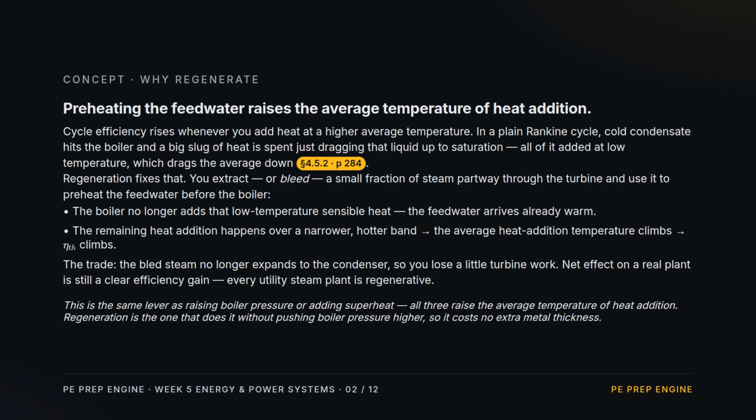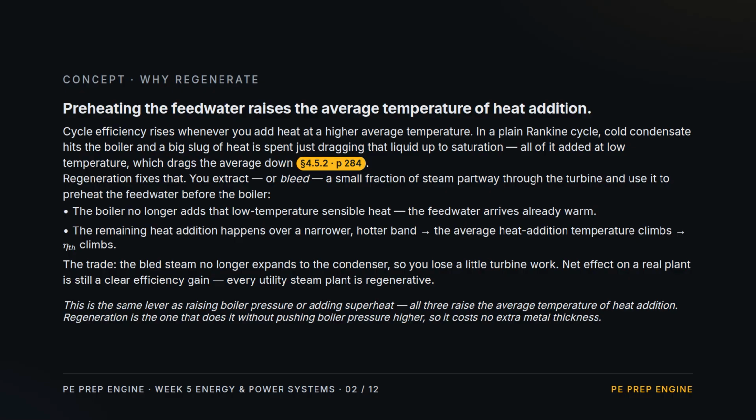Why regenerate? Cycle efficiency rises when you add heat at a higher average temperature. In a plain Rankine cycle, cold condensate hits the boiler, and a big slug of heat is spent just warming that liquid up to saturation, all of it added at low temperature, which drags the average down.